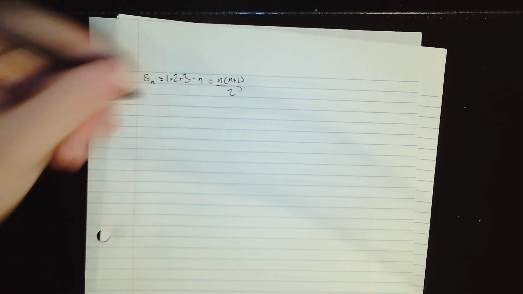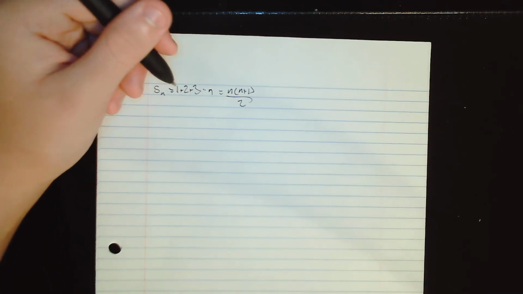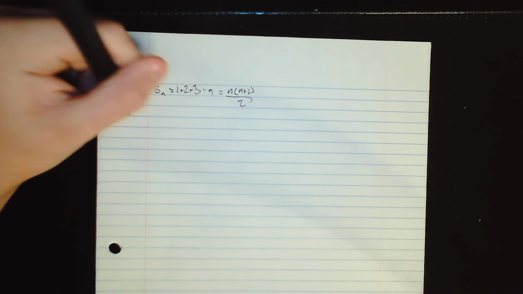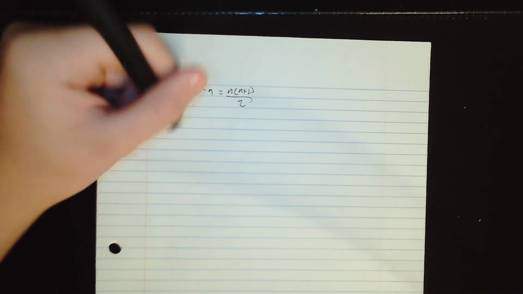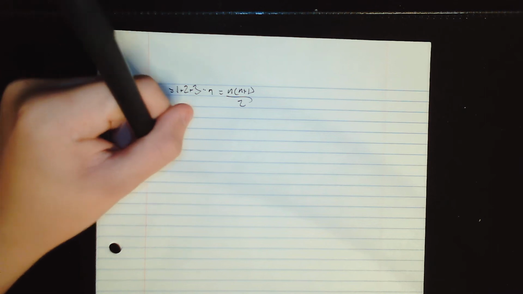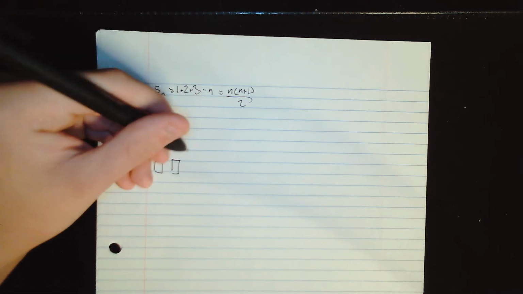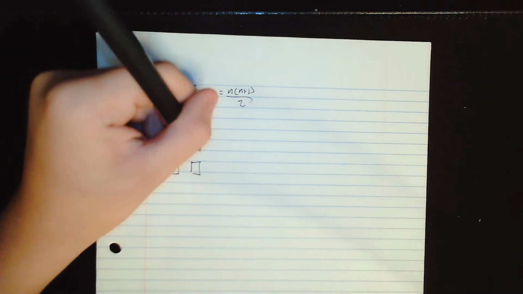How is that n times n plus 1 over 2? Well, I'll show you. If, for instance, we had 1 plus 2 plus 3. Let's just start with S of 3. How would we get there? So let's draw this out. So we'll have 3 boxes, or we'll have 6 boxes. So we'll have 1, 2, and we'll draw 3 for 3.